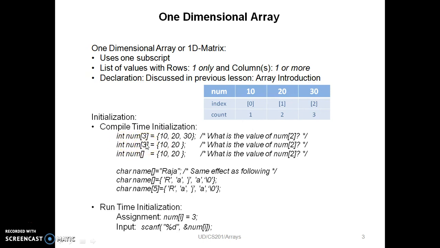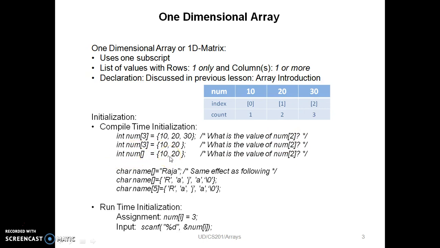What will happen if we tweak the initialization in a little different way? That means we are using the array dimension as 3, but we are skipping the last element. As a result, 10 will be populated here, 20 will be populated here, and since there are a total of 3 elements, 2 elements have been already filled, but there is nothing for the last element, so it will be automatically initialized to 0. So what is the value of num2? In this case, it is going to be 0.